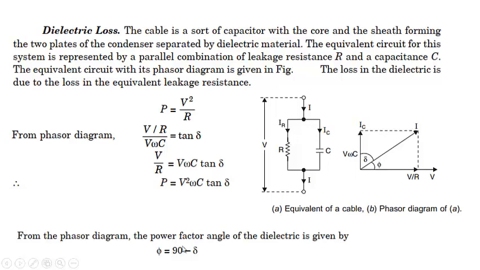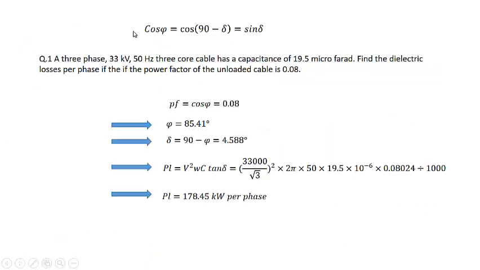So from the phasor diagram, the power factor angle of the dielectric, this phi, is equal to 90 minus delta, that is from here, and power factor cos phi will be equal to cos of 90 minus delta, that will be sine delta. Cos of phi will be equal to sine of delta.